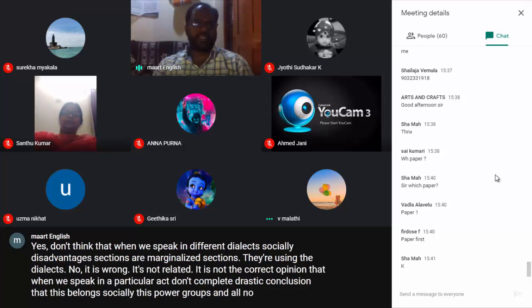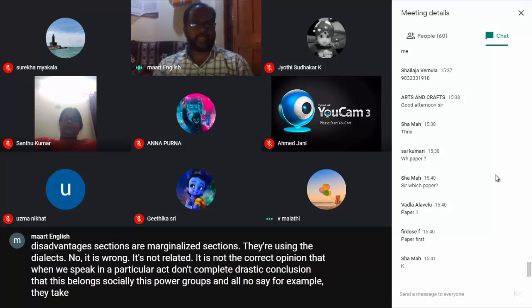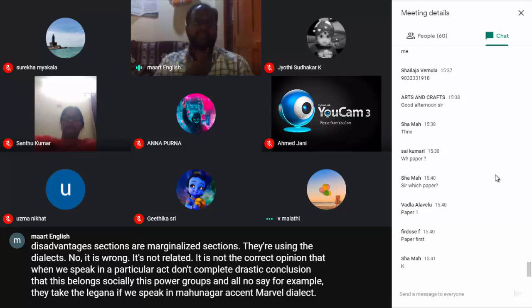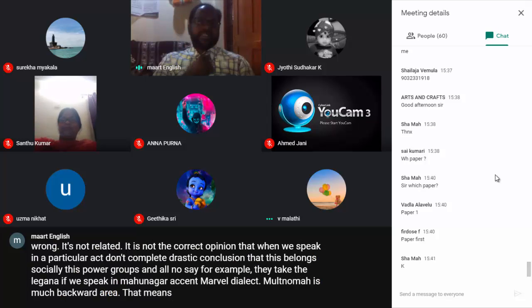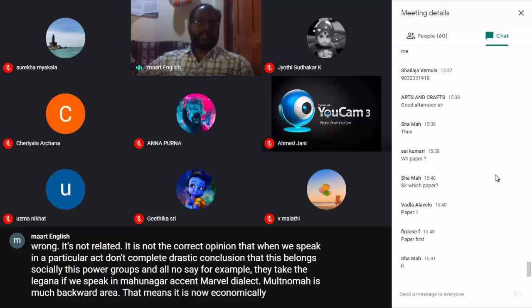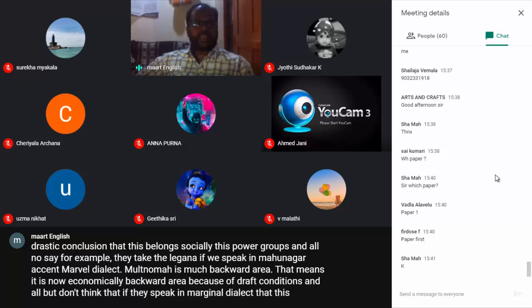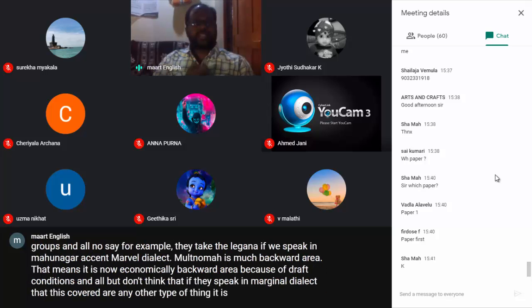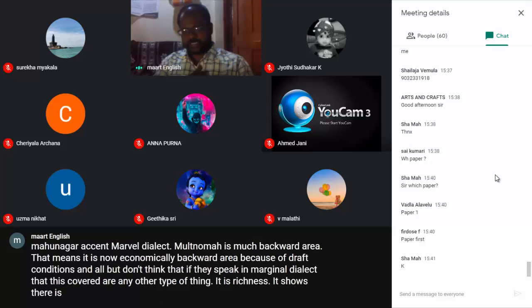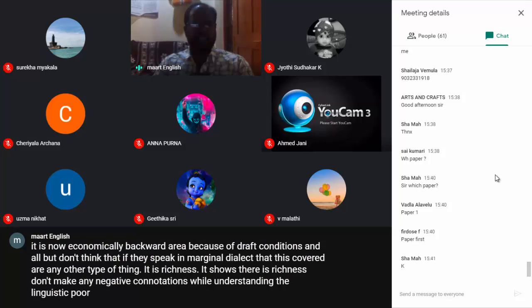No. Say for example, take Telangana. If we speak in Mahabubnagar accent, Mahabubnagar dialect, Mahabubnagar is much backward area. That means it is economically backward area because of drought conditions and all. But don't think that if they speak in Mahabubnagar dialect, they are disfavored or any other type of thing. It is richness. It shows the richness. Don't make any negative connotations while understanding the linguistic code and linguistic nature of the language and its dialect. Now, see.